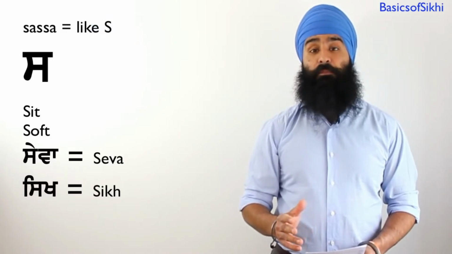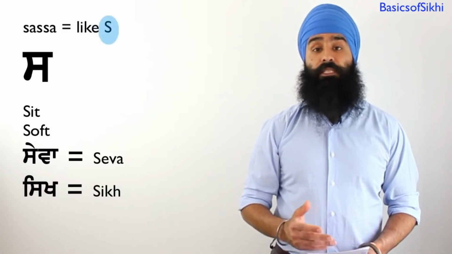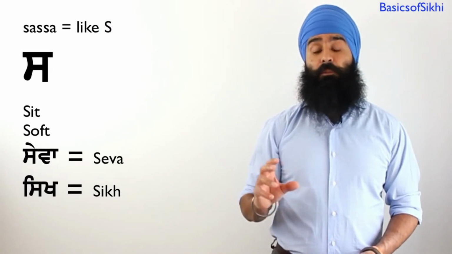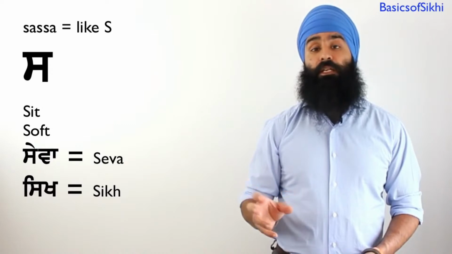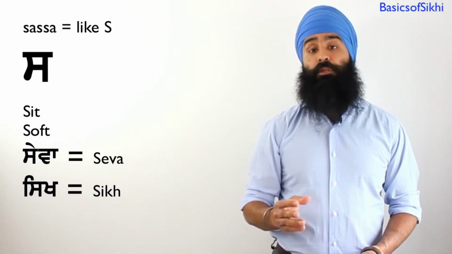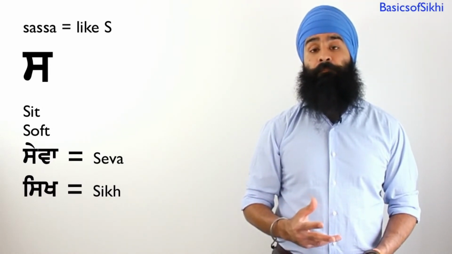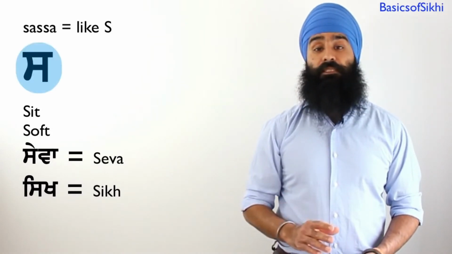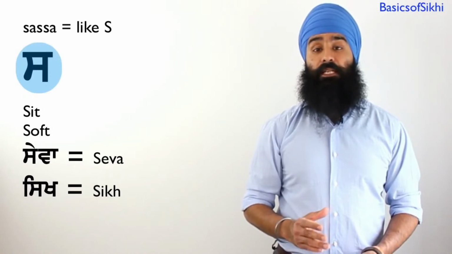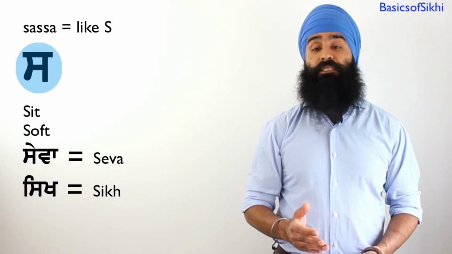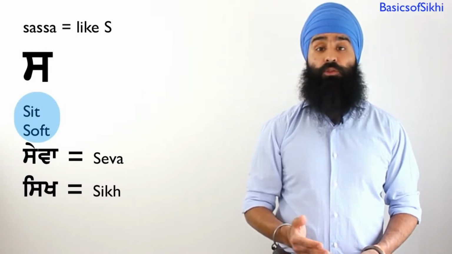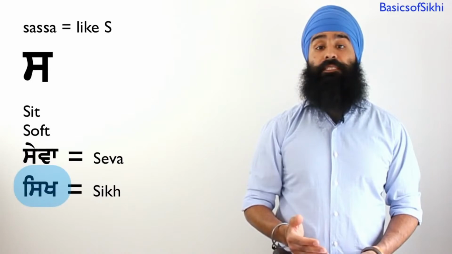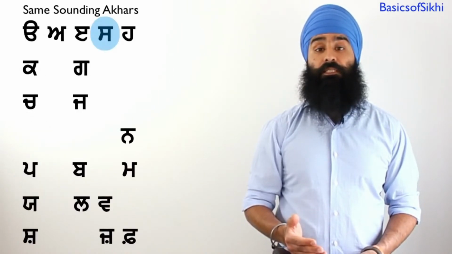Now this sounds the same as the English letter S, so the sound is very easy for us to replicate. For each akkar we're going to put a couple of words in English, which you're familiar with, and then a couple of words in Gurmukhi or Punjabi that will be like vocabulary words for using the akkar. Sasa, S. The sound this makes is the same as in English sit or soft. In Punjabi it is seva or Sikh. Okay, S, that's the sound it makes.